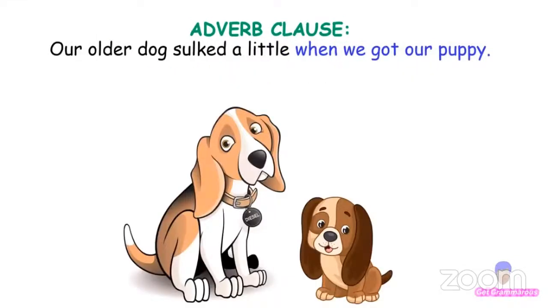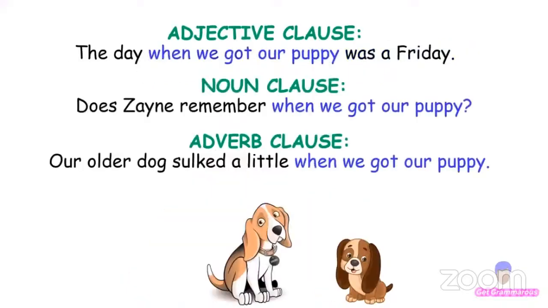Here is a look at when being used in an adverb clause. Our older dog sulked a little when we got our puppy. The clause when we got our puppy modifies the verb sulked. And for that reason, when we got our puppy is an adverb clause. See the difference?